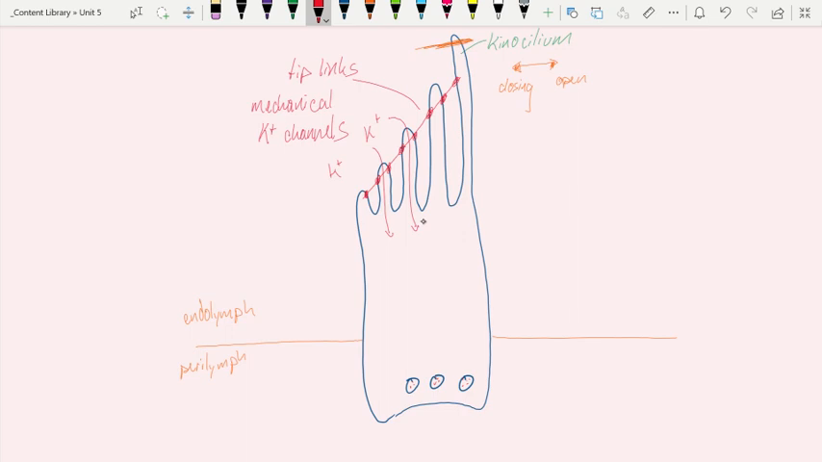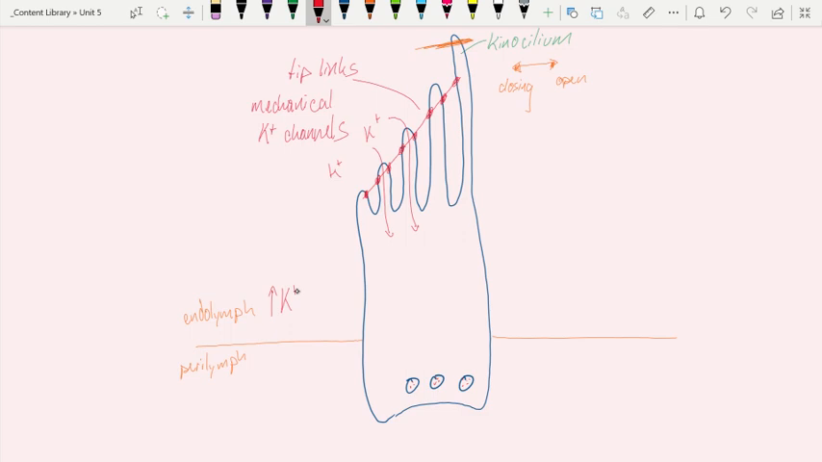Of course, it takes a lot of energy to make the endolymph. Remember, this is endolymph, and the key to understanding endolymph is that we have really, really high potassium concentrations. We haven't changed the potassium concentration inside the cell.